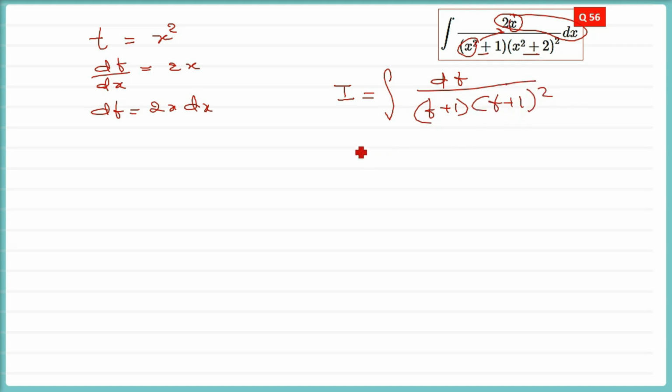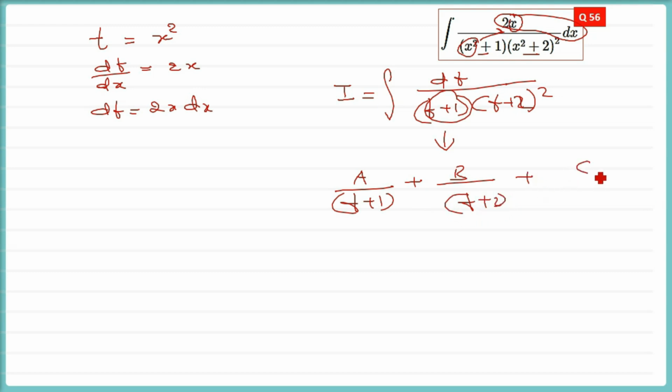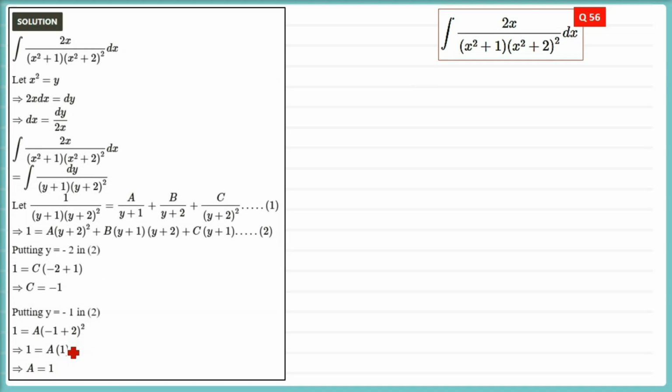Now this is the form you are already aware of. You can write the partial fraction in this form, a divided by t plus 1, then we have t plus 2 whole square, for that we can have b divided by t plus 2, and then c divided by t plus 2 whole square. So there are three unknowns here, and I hope you'll be able to solve a, b, c, and after that put x square equals t. It means replace t by x square finally. So this is the reference. If you are stuck anywhere, you can take the reference here.